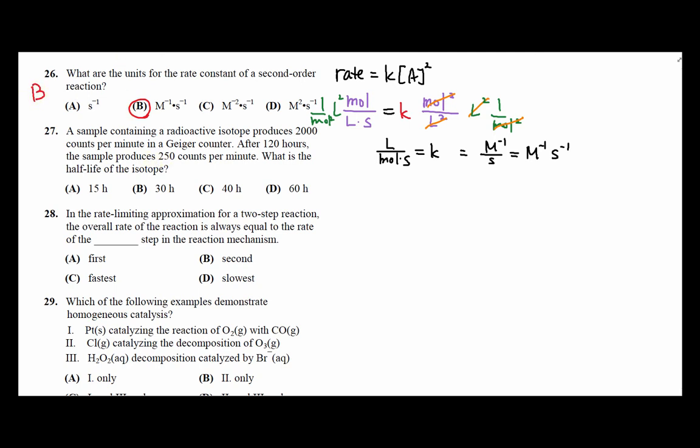Okay, number 27. So that was 26. 27. A sample containing a radioactive isotope produces 2000 counts per minute in a Geiger counter. After 120 hours, the sample produces 250 counts per minute. What's the half-life of the isotope? Okay, let's start out with 2000 counts.